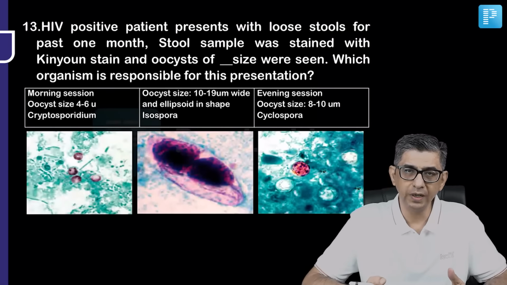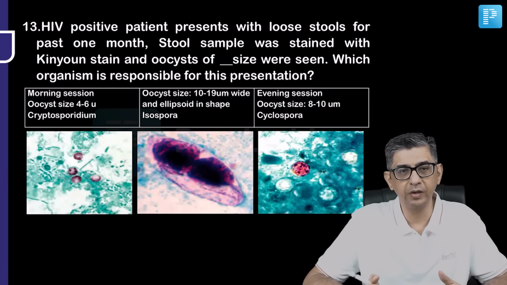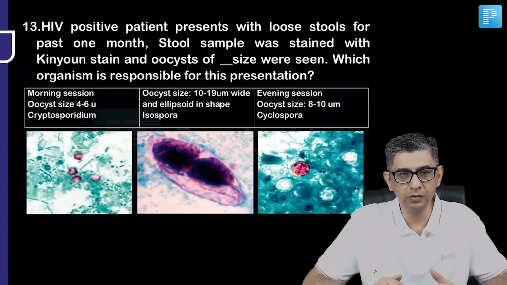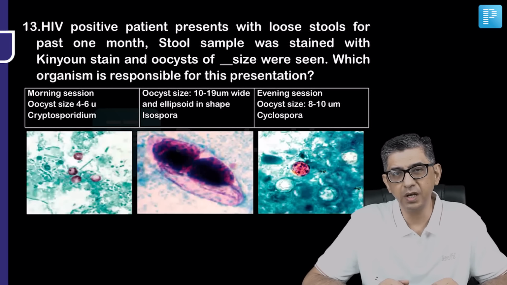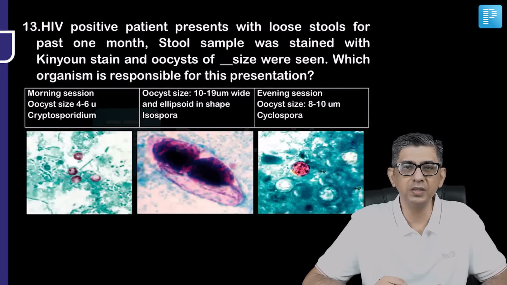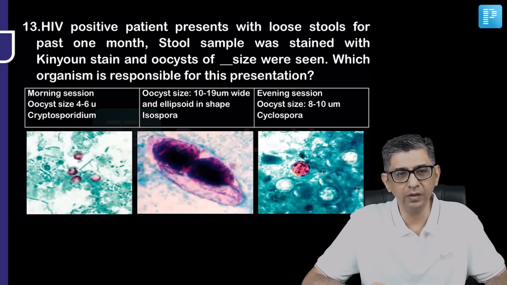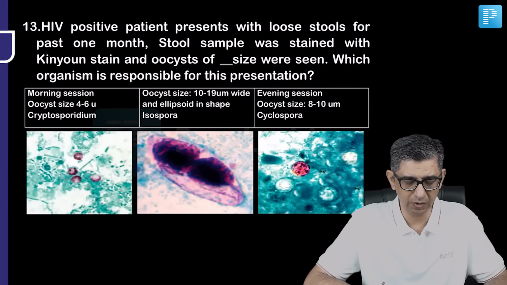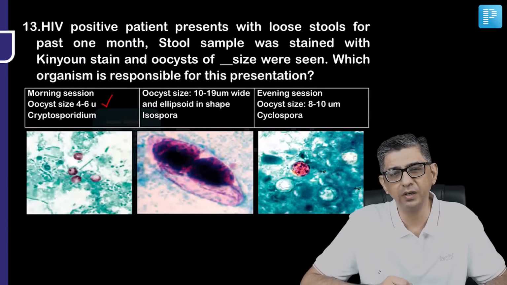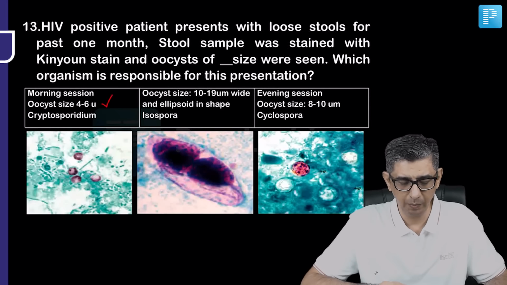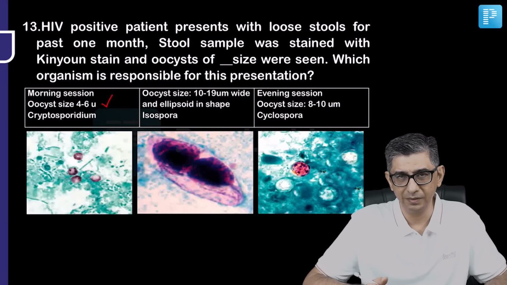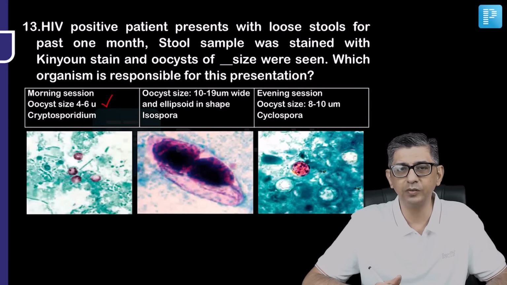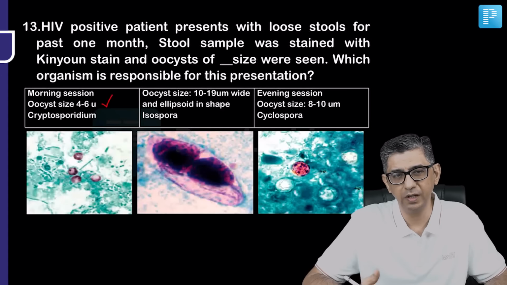The next question was an integrated one, medicine slash microbiology. HIV positive patient with loose stools for the past 1 month. The stool sample was stained with a quinine stain and oocysts of a particular size were given. The size was about 4 to 6 microns, so it will turn out to be cryptosporidium. Though the image was given, simultaneously, since the diameter or the size of the oocyst was given, it was relatively easy.